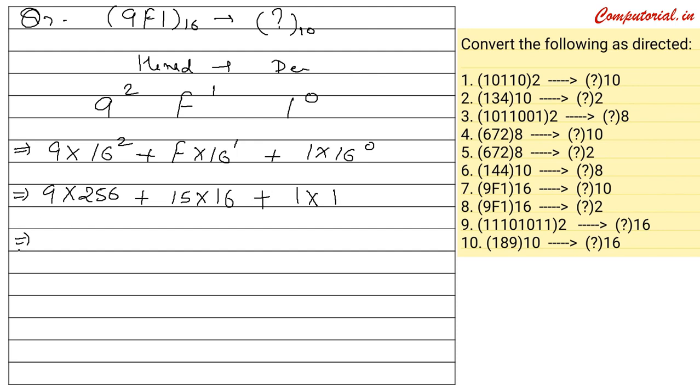Now in the next step we have to do a quick multiplication. Here we have to multiply 256 by 9, so it will be 2304. Then next we have to multiply 15 into 16. It will be equal to 240, and then next is 1 into 1. It will be equal to 1.